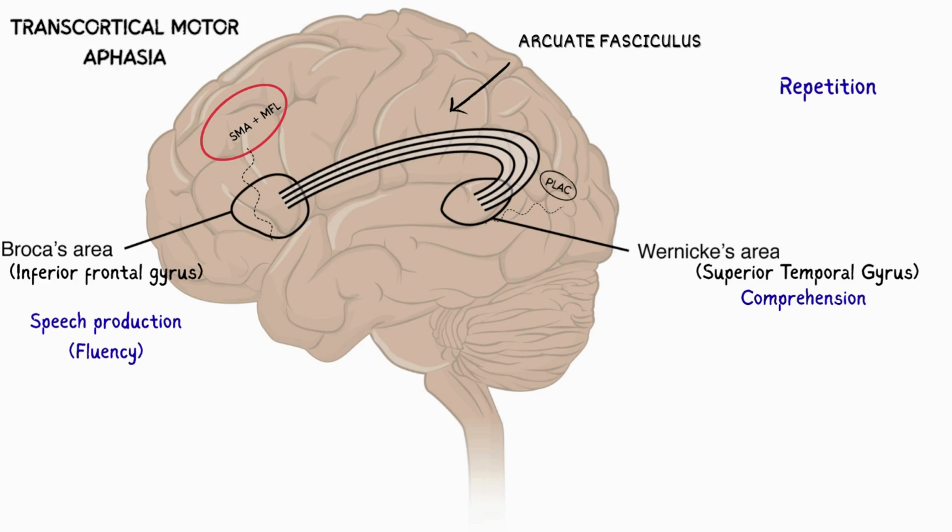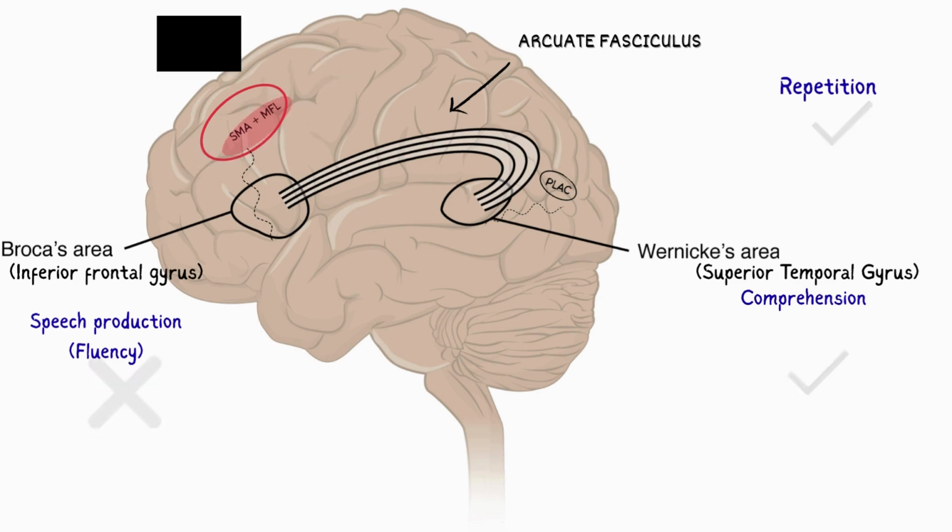Transcortical motor aphasia occurs due to a lesion in the supplementary motor area and the medial frontal lobe. It is crucial for initiating and planning speech, so it has a role in fluency. A lesion in the supplementary motor area and the medial frontal lobe could lead to transcortical motor aphasia, where comprehension is intact because Wernicke's area is normal. Repetition is intact because the Wernicke's-arcuate fasciculus-Broca's axis is unaffected, but fluency is impaired because Broca's area is losing one of its associated areas that it requires for speech initiation and production.